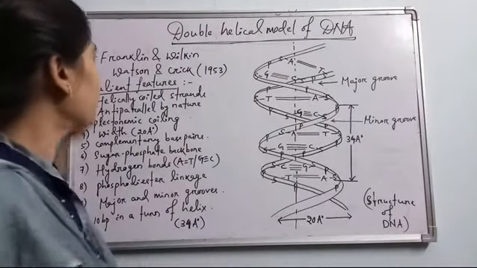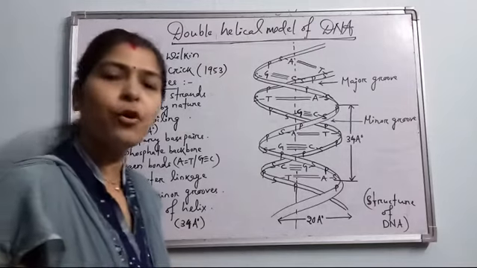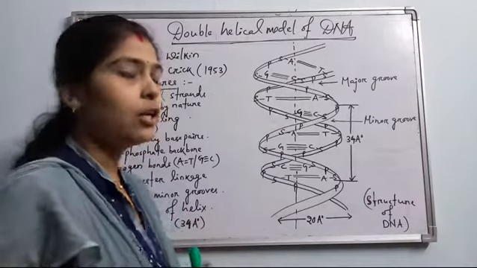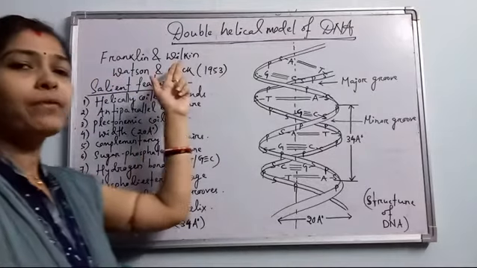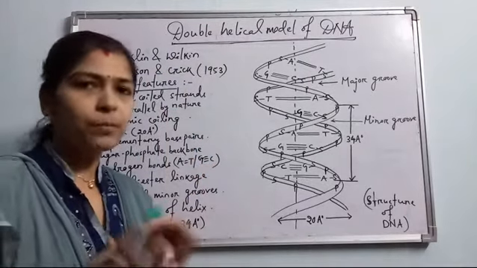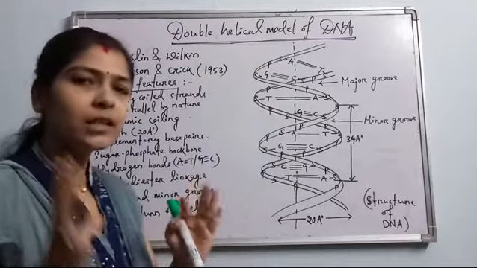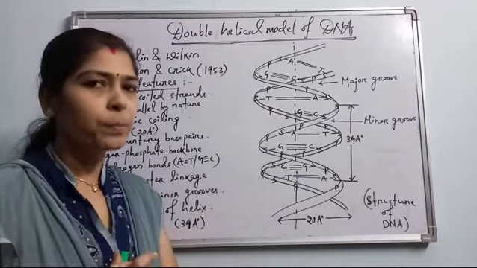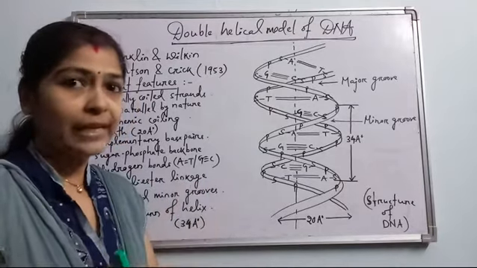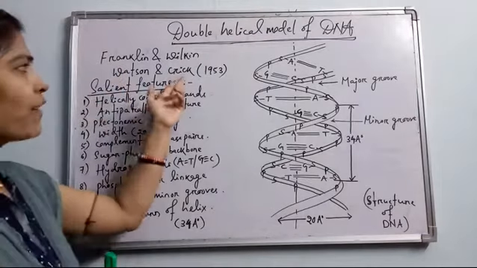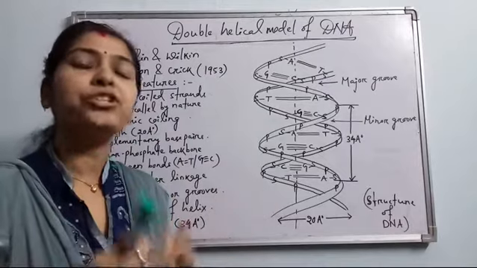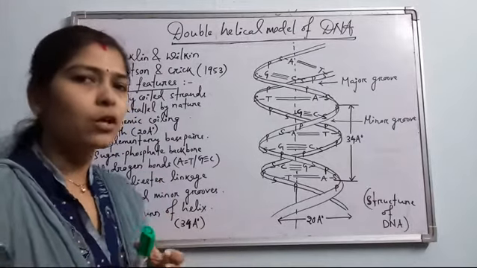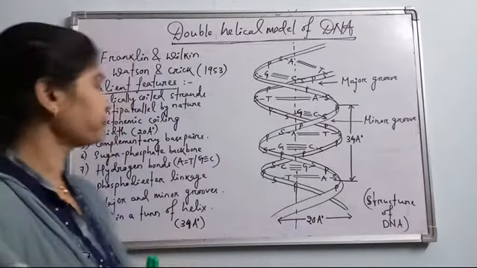X-ray diffraction photographs of DNA were first taken by Franklin and Wilkins. Based on the X-ray diffraction photographs taken by Franklin and Wilkins, James Watson and Francis Crick produced a three-dimensional structure of DNA, and for that they got the Nobel Prize in 1953.